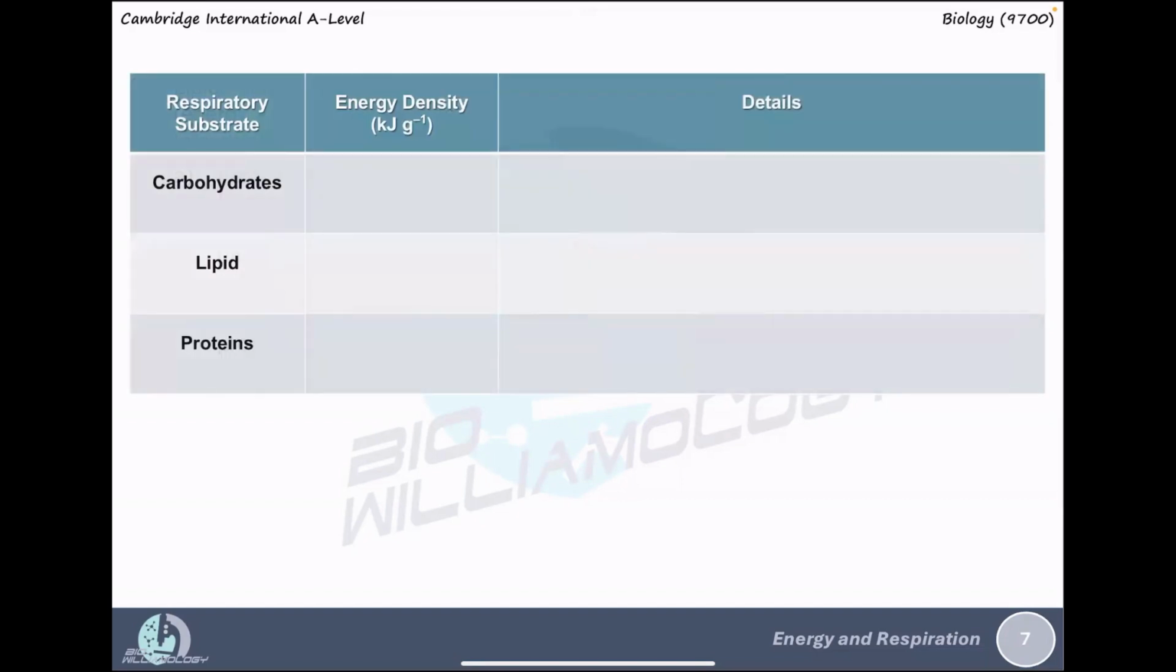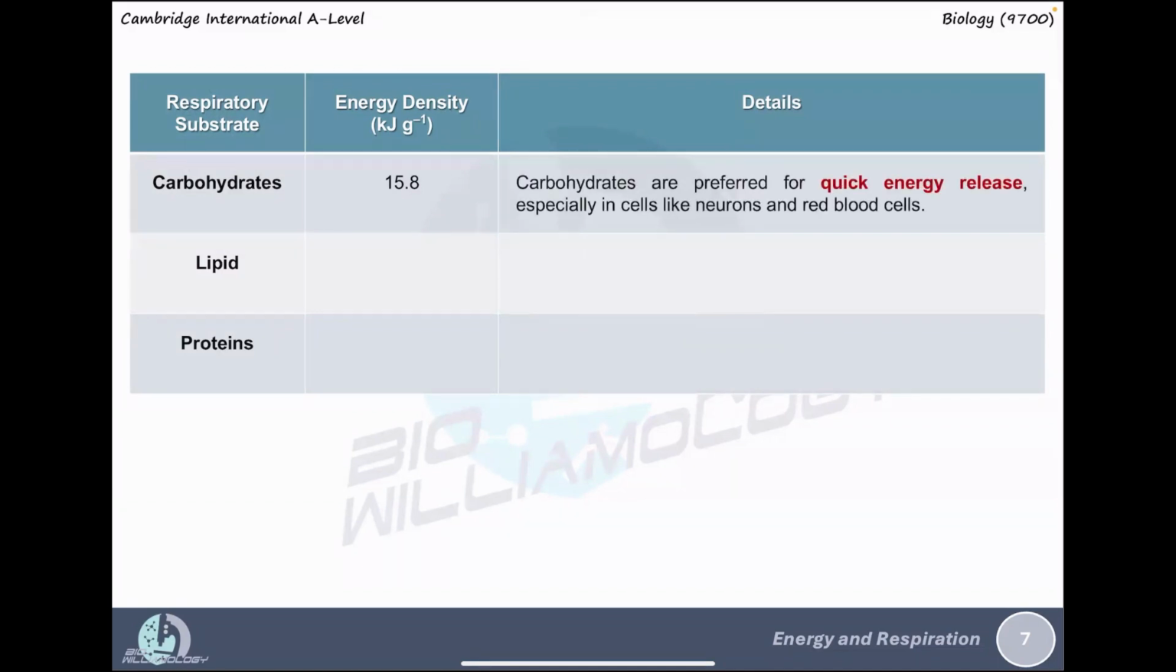This table summarizes the energy density and some remarks about these respiratory substrates. If you look at carbohydrate, the energy density is about 15.8 kilojoules per gram. Carbohydrates are preferred for quick energy release, particularly in cells like neurons and also red blood cells.